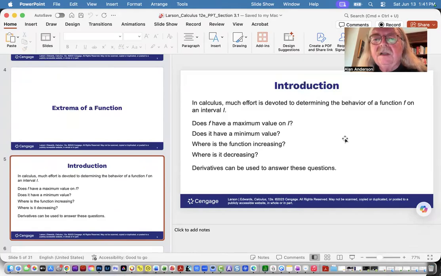A lot of effort, like it says here, is devoted to determining the behavior of a function, specifically with respect to whether or not it has a maximum value or a minimum value, or is it increasing or is it decreasing? These are critically important questions that we have to ask ourselves in calculus.